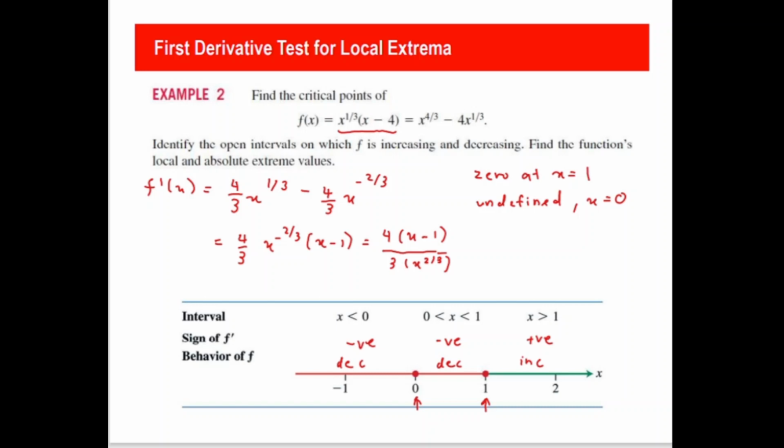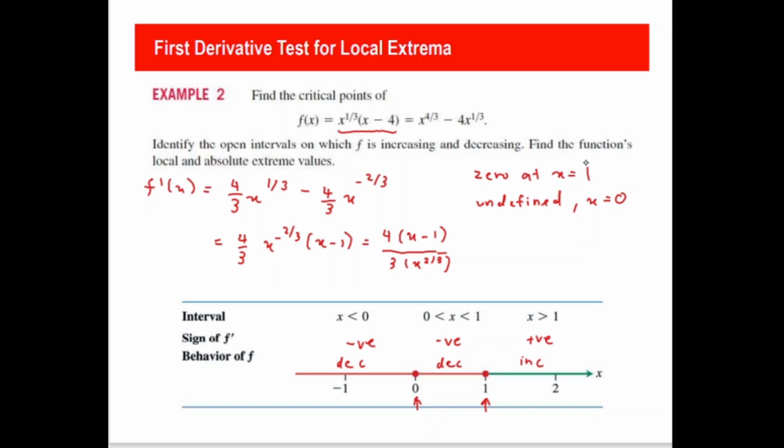So using Corollary 3, the consequence of the Mean Value Theorem, we conclude that f decreases on negative infinity to 0, decreases on 0 to 1, and increases on the interval 1 to infinity. The first derivative test for local extrema tells us that f does not have an extreme value at x equal to 0, meaning it has neither a minimum nor a maximum there.